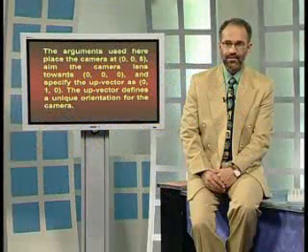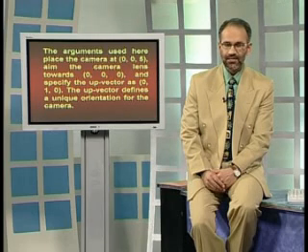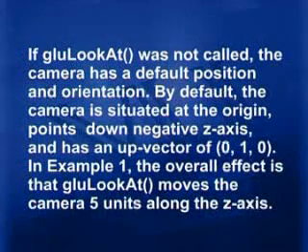So we have specified the camera to be placed at a specific position and its lens looking towards a specific point, in this case the origin, and we have also specified the up vector, which tells us that this would be a unique orientation for the camera. If gluLookAt was not called, the camera has a default position and orientation. By default, the camera is situated at the origin and points down the negative z-axis and has an up vector of 0, 1, 0.